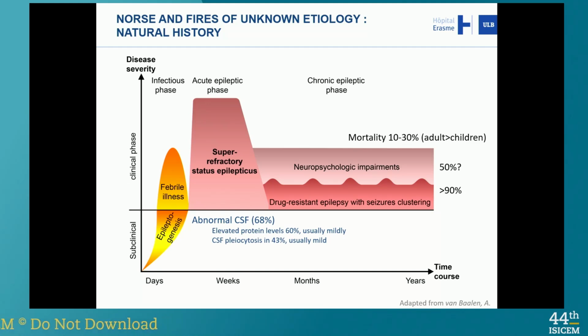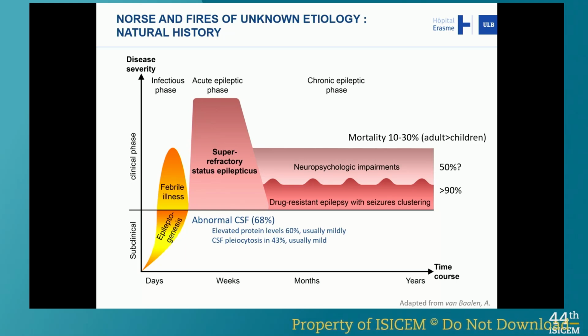The vast majority of patients have drug-resistant epilepsy, so they will keep on having seizures, not status epilepticus most of the time, but they will keep on having seizures throughout their life. And approximately half of them have long-term cognitive dysfunction, behavioral problems, and functional disability. So it's quite a severe situation.